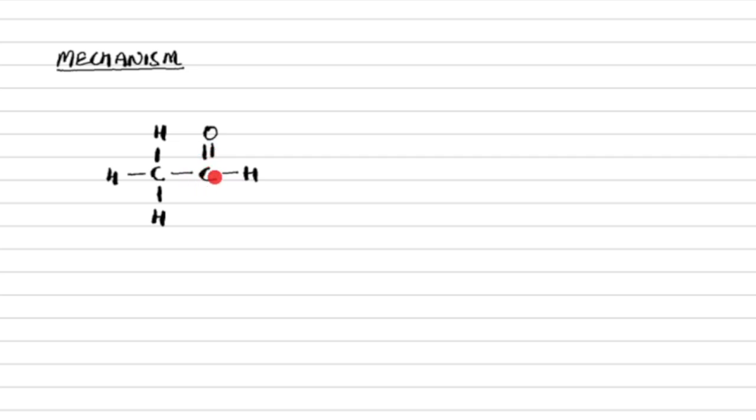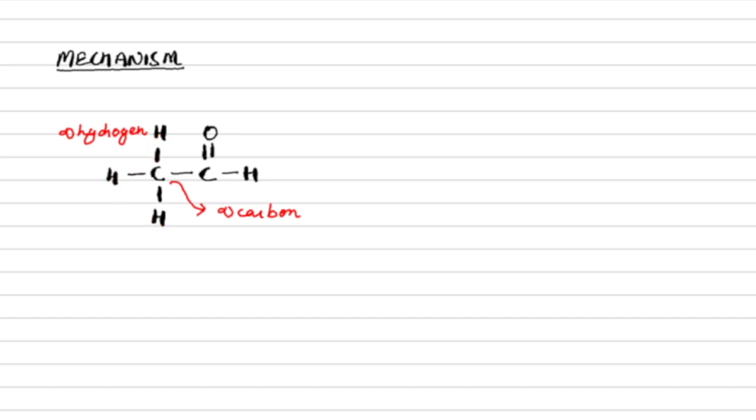The carbon just next to this carbonyl carbon also has a name. We call this the alpha carbon. The hydrogens attached to this alpha carbon are called alpha hydrogens. So I'll repeat: the carbon next to the carbonyl carbon is called the alpha carbon, and the hydrogens on it are called alpha hydrogens. 1 alpha hydrogen, 2 alpha hydrogen, and 3 alpha hydrogen.